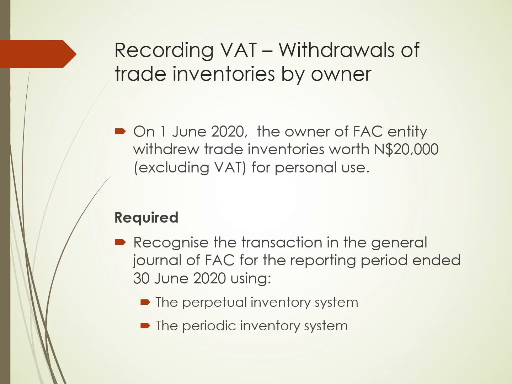The seventh transaction deals with the withdrawals of trade inventories by the owner. The scenario is as follows. On 1 June 2020, the owner of FAC entity withdrew trade inventories worth 20,000, excluding VAT, for personal use. You are required to recognize the transaction in the General Journal of FAC for the reporting period ended 30 June 2020 using the perpetual inventory system and using the periodic inventory system.